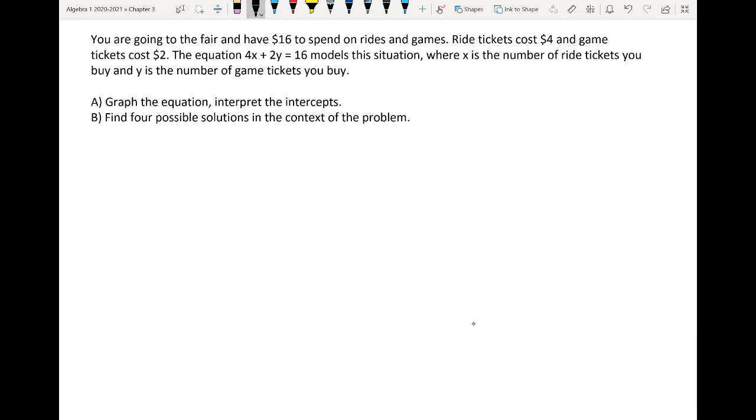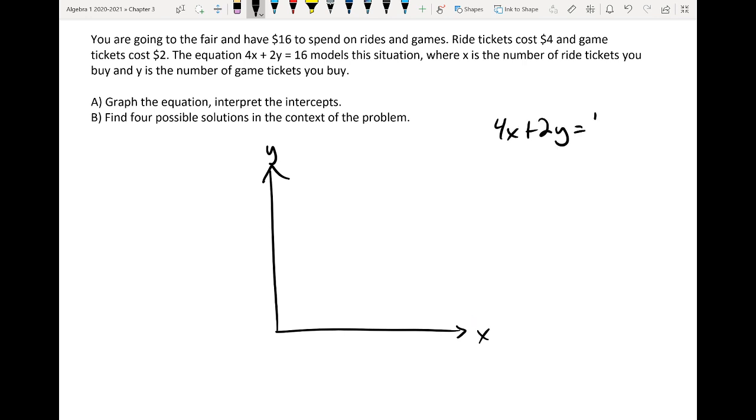All right. First of all, I'm only going to draw the first quadrant here. Why would I only want to draw the first quadrant? Well, because I'm not going to have anything negative. It's impossible. I can't owe tickets. Okay? So, again, our situation, 4x plus 2y is equal to 16.